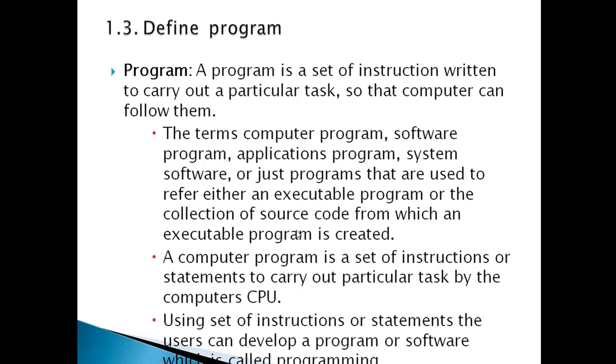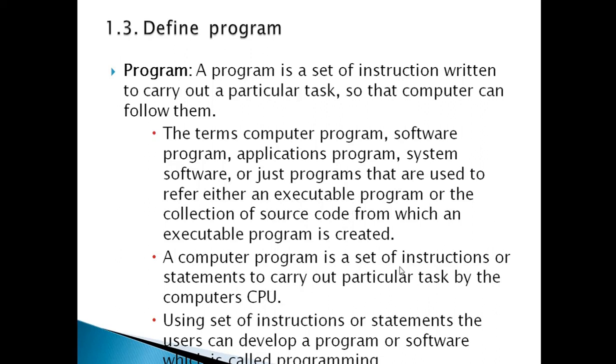And the terms computer program, software program, application program, system software are just used to refer either to an executable program or to the collection of source code from which an executable program is created. All are different kinds of programs: software programs, computer programs, application programs, system software. All these are nothing but programs.